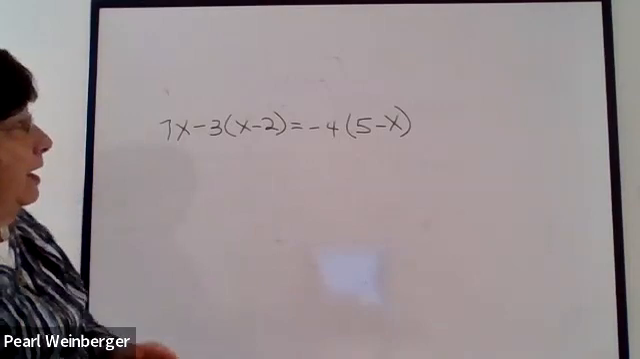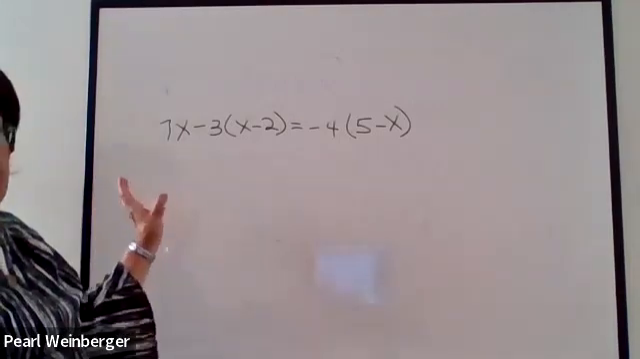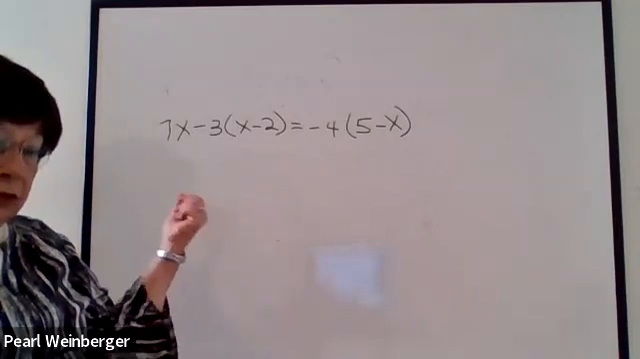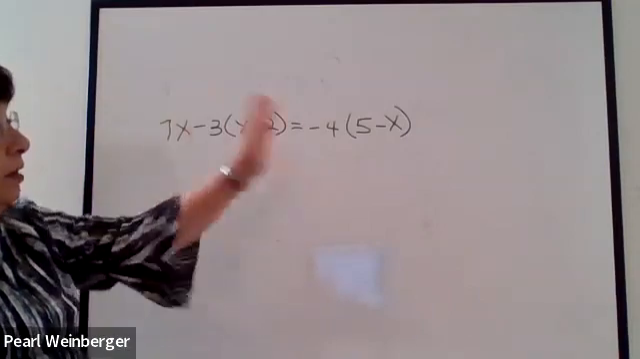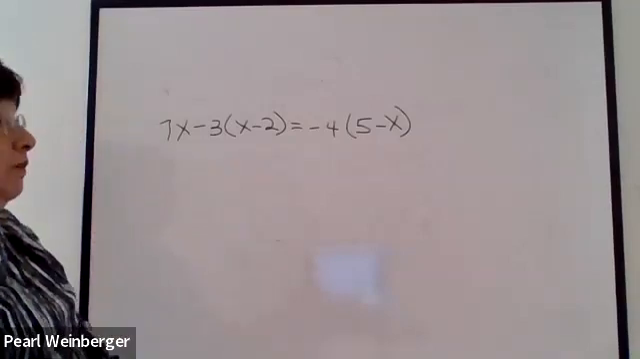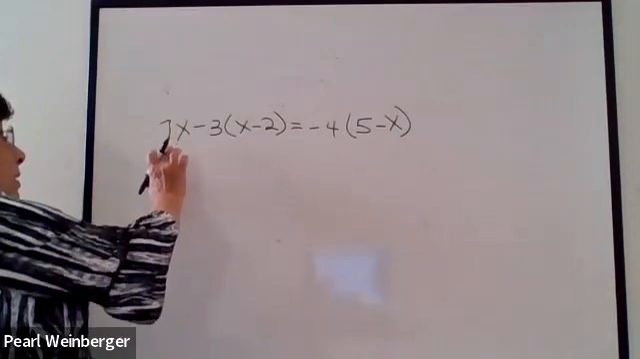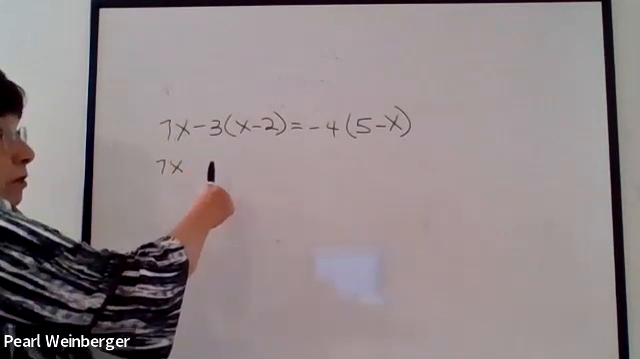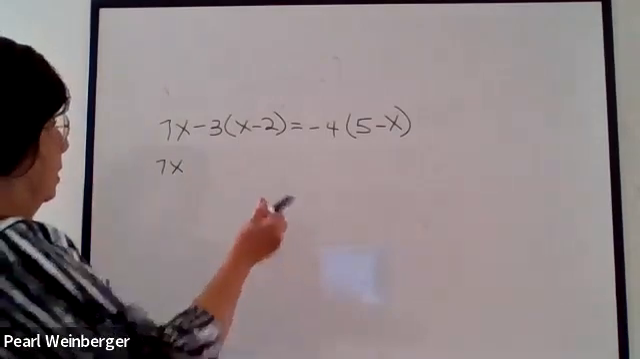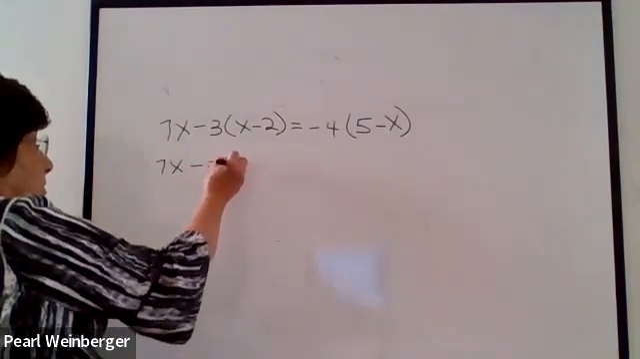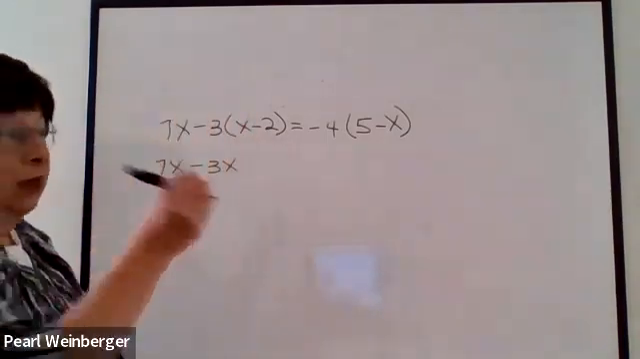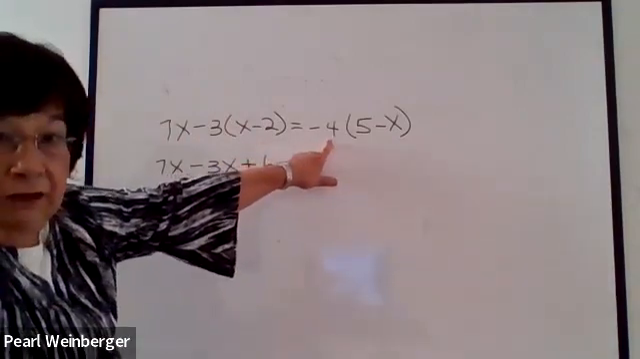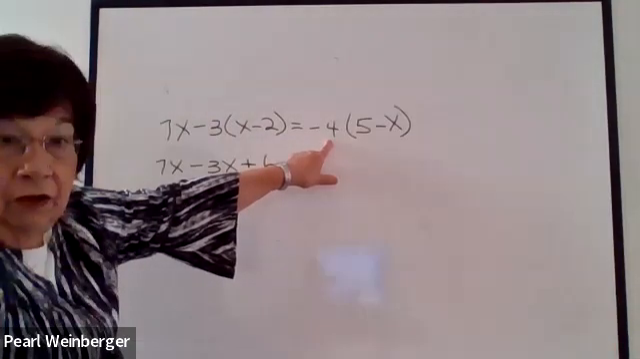So let's see how we go about this. And of course, we're going to go about it exactly the way we did before. We're going to first remove all the parentheses, then we're going to get all the x's to the left side, and all the numbers on the right side, and solve our question. Okay, so here we have 7x, nothing in front of it, we'll just bring it down. -3 in front of the parentheses gives me -3x, and -3 times -2 becomes +6, equals. Now we're going to multiply everything over here with -4.